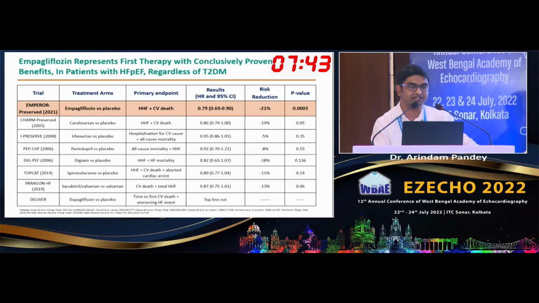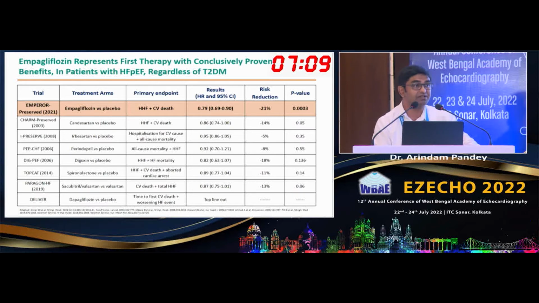The CHARM-Preserved trial with candesartan, we can see the p-value of 0.05, very narrowly missed, but the relative risk reduction was quite significant, 14%. Then with irbesartan came the I-Preserve study in 2008. The perindopril trial, known as PEP-CHF, came out in 2006, again missed statistical significance. Digoxin, the DIG-PEF trial, again missed. The TOPCAT trial was also a very encouraging trial. We thought this may be a positive trial, but unfortunately spironolactone also failed, and the overall p-value was 0.19.